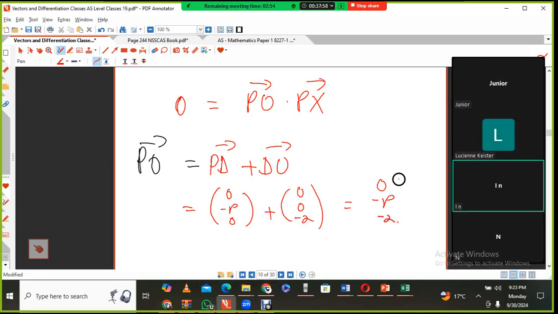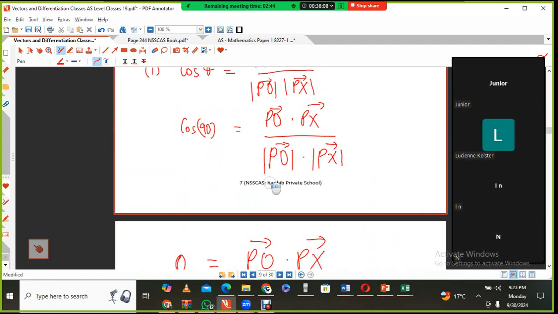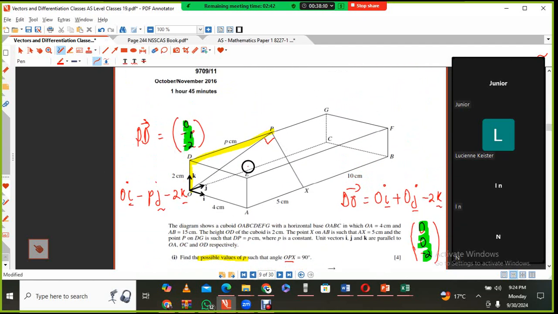How did you do DO? Did you not do DE and then EA and then AO? No, I'm talking about going from P to O, DO. DO has no direction in the i, no direction in the j. It's only in the k.